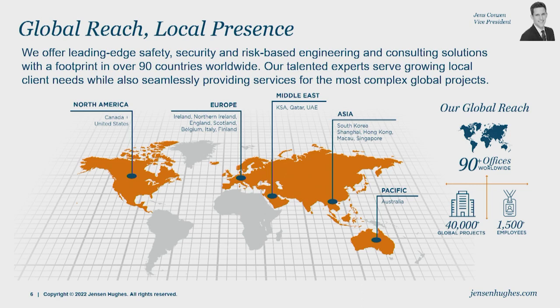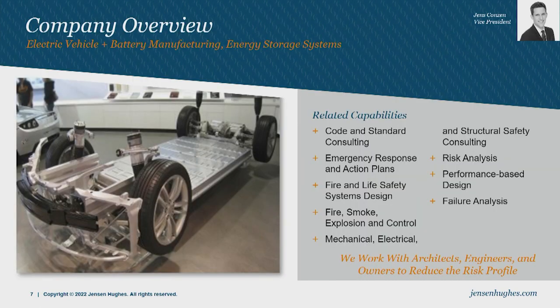So what is Jensen Hughes? Jensen Hughes is an engineering consulting firm. We are pretty much in safety, security, and risk mitigation. We are a global company, 1,500 employees. We work with many of the stakeholders out there: engineers, architects, insurance firms, end users, you name it. If you don't know us, feel free to look us up. In the automotive space, in particular EV and battery manufacturing, and also energy storage, which we will talk about a little bit because there's a crossover, we primarily provide code and standard consulting, emergency response and action plans, fire life safety design, smoke and explosion control, risk analyses, and performance-based methods, which we will be focusing on today.